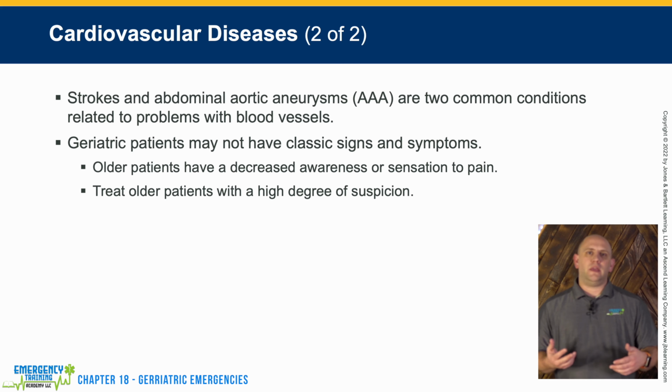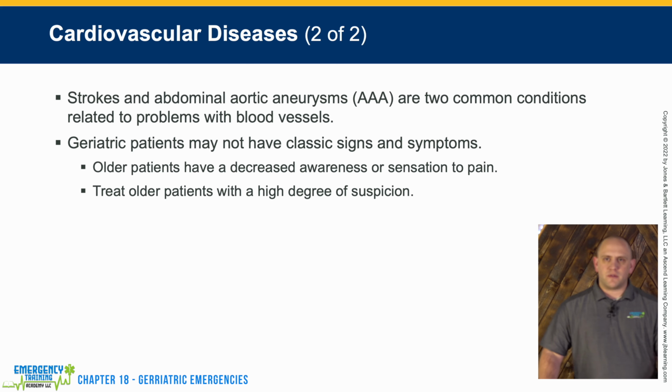We can also see problems where the aorta, the main artery taking blood to the body as it comes off the heart, has become weakened over time, with constant high blood pressure for years and years and years. And so the muscle lining of that aorta will start to separate, called an abdominal aortic aneurysm. These are the common blood vessel conditions that we might see in our elderly patients.